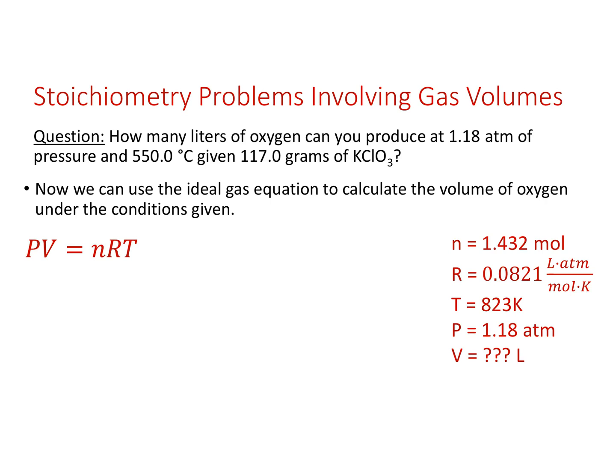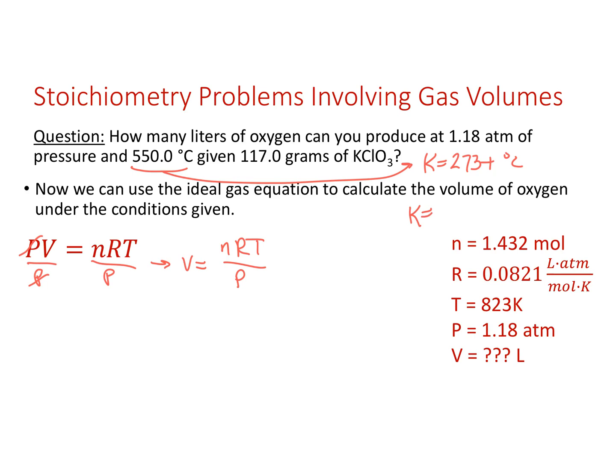So again, volume is our unknown. So just to make my life a little bit easier, I'm going to rearrange the calculation. I can divide both sides by pressure. Pressure cancels out, and my calculation is going to be volume equals nRT over P. One other step that I had to do that I already did was convert degrees Celsius into Kelvin. Again, Kelvin equals 273 plus degrees Celsius. So 550 plus 273, and my temperature is 873 Kelvin.